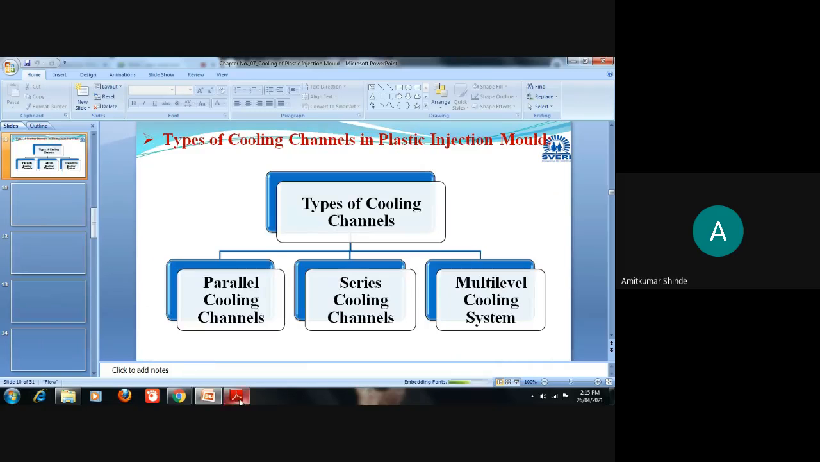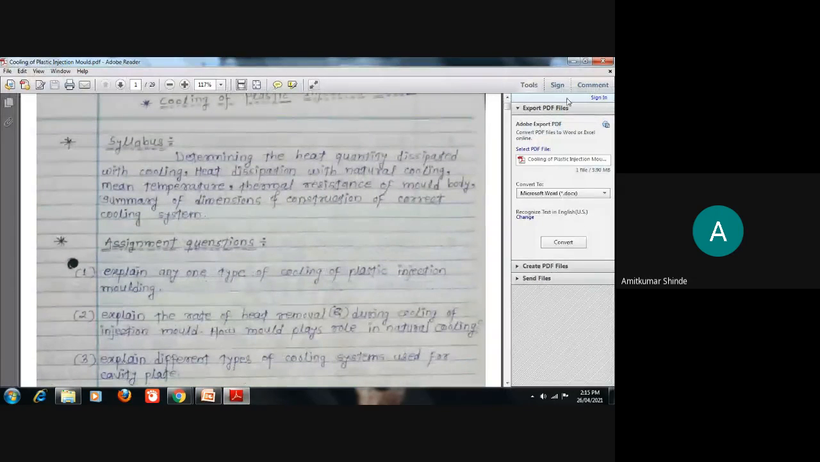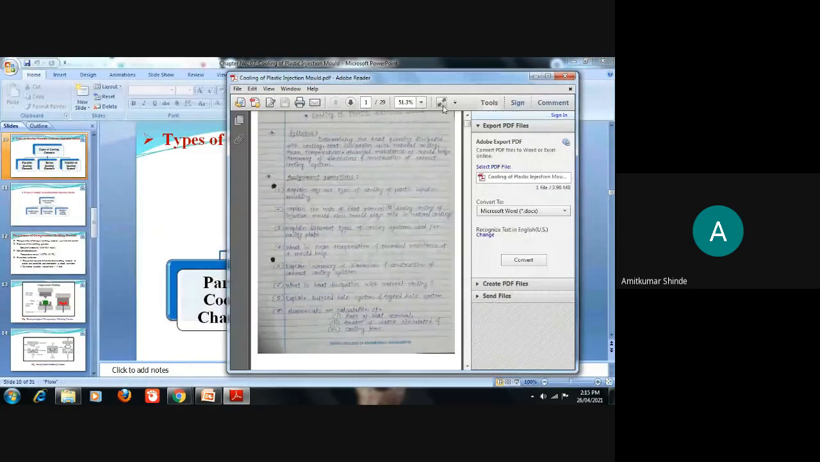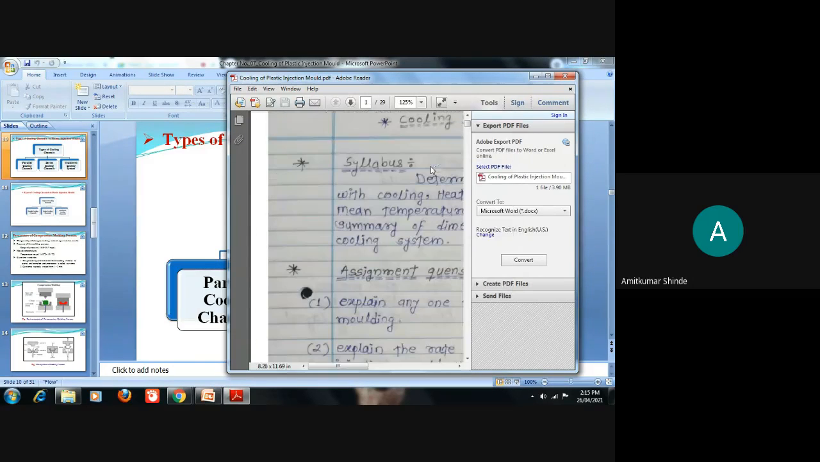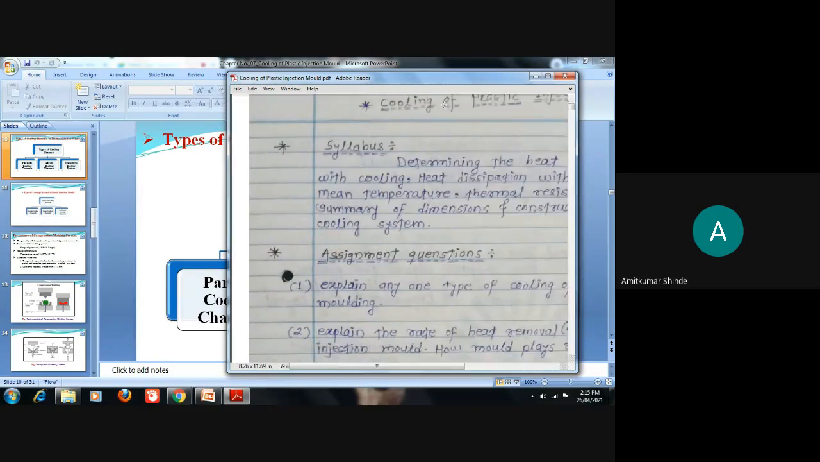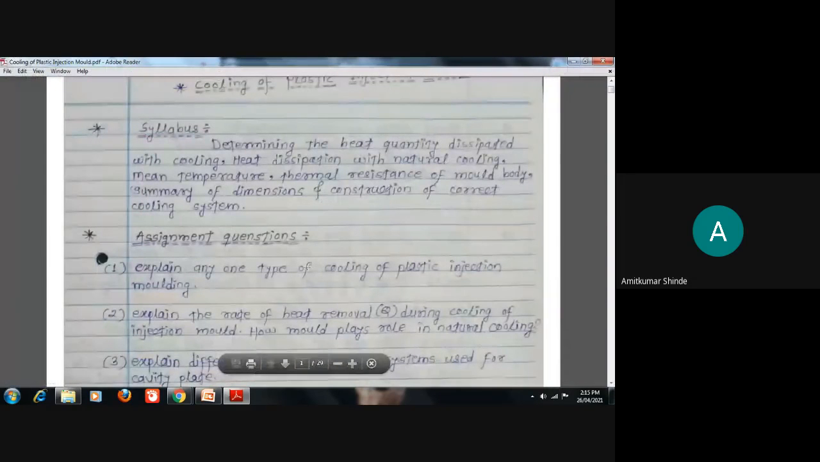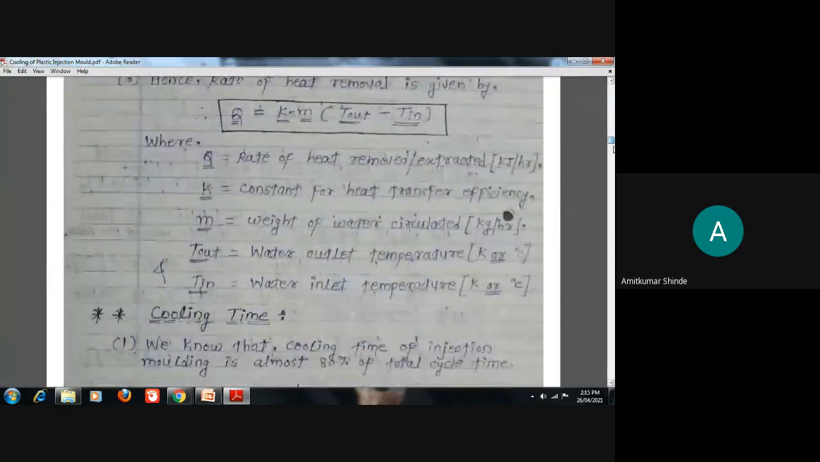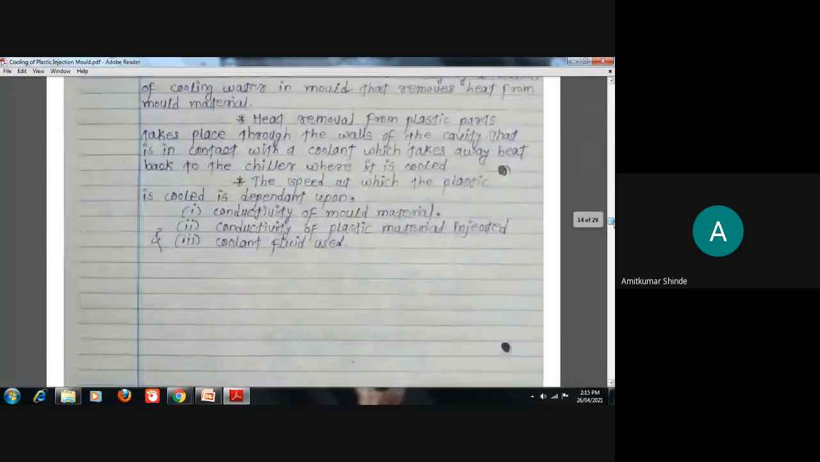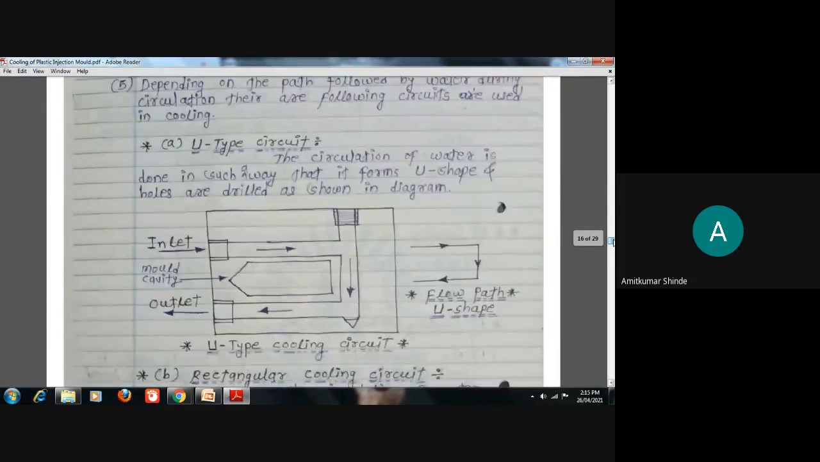Now, for better understanding of this, I have collected here. Okay. Now, this is the file. Let's wait. Coming to that cooling channels.